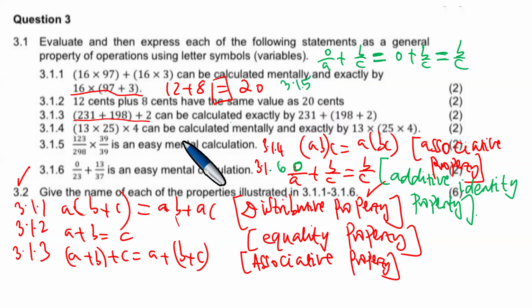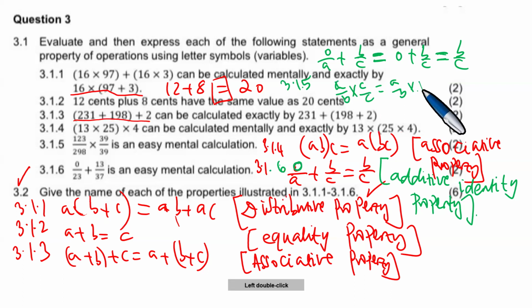We said that if you have A divided by B and you multiply it by C over C, which is A over B. Now if you have C over C, what is C over C? It's a 1, which is A out of B.